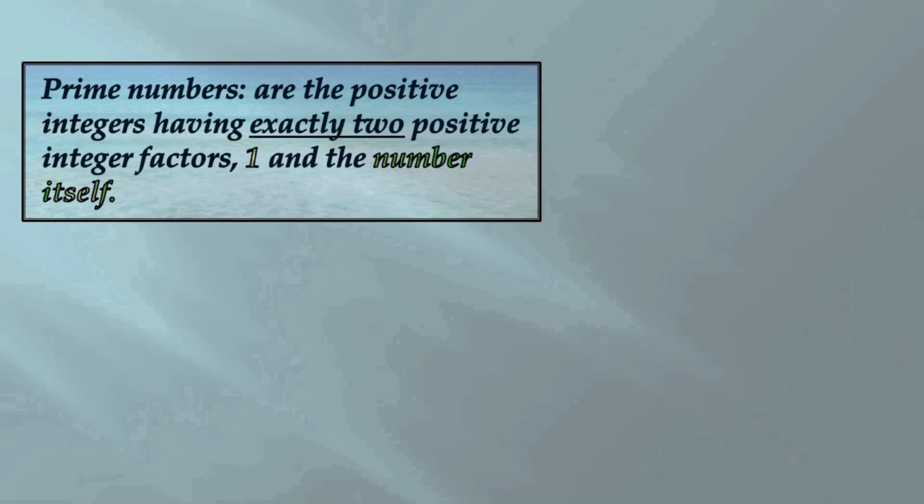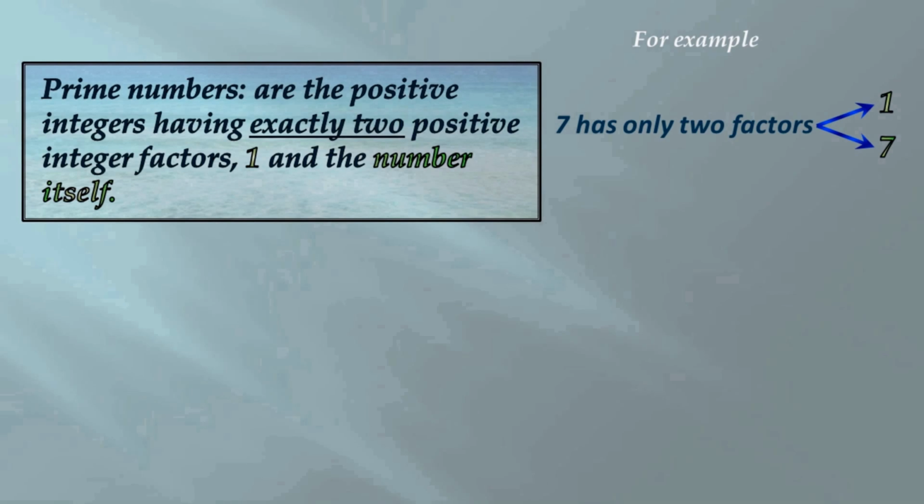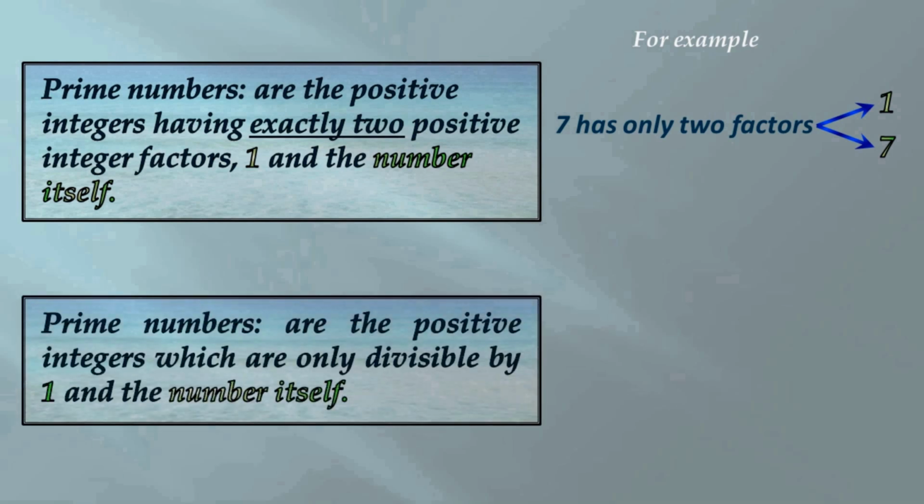Prime numbers are the positive integers having exactly two positive integer factors, 1 and the number itself. For example, the number 7 has only two factors, 1 and 7, so we say that 7 is a prime number. Another way of defining it is that prime numbers are the numbers which are only divisible by 1 and the number itself. For the number 7, it's only divisible by 1 and 7.